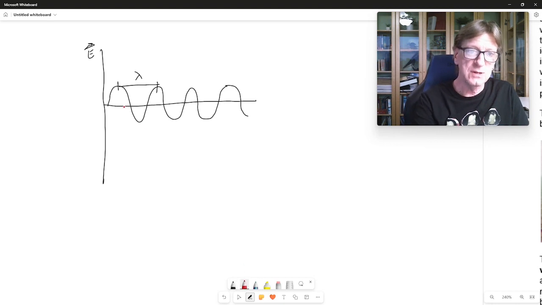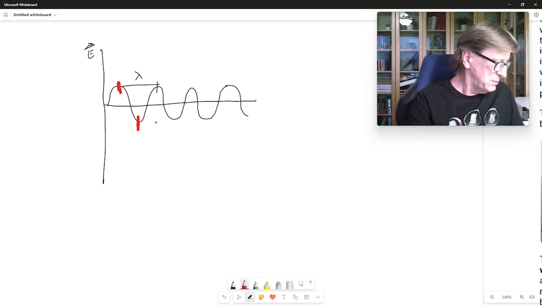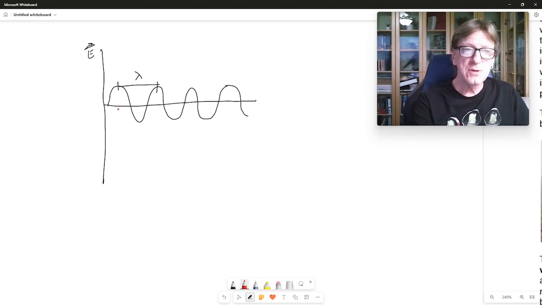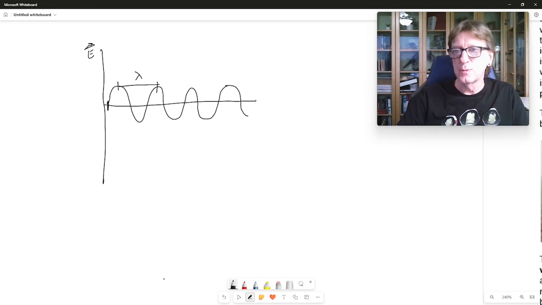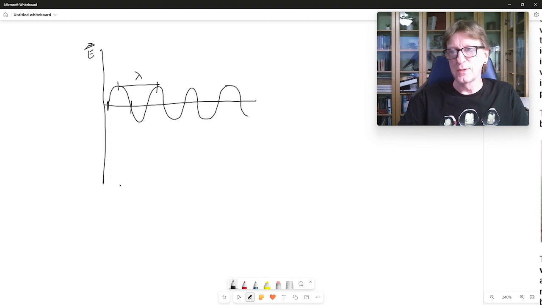And I'm going to do this in red because it's not true. This is not the wavelength from the peak to the trough here. That's only going to be half a wavelength. Similarly, you've got to be really careful about measuring your wavelength from the zero, because from here to here is also half a wavelength.